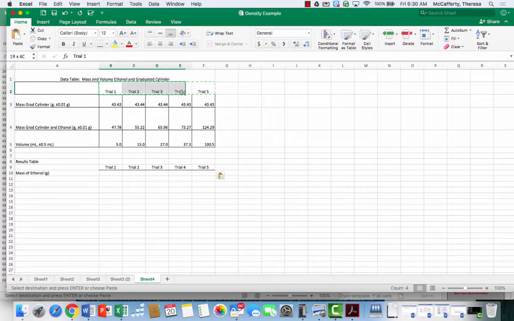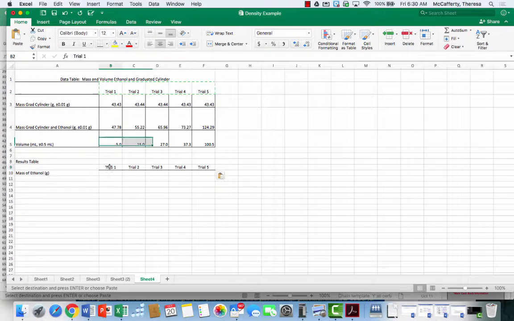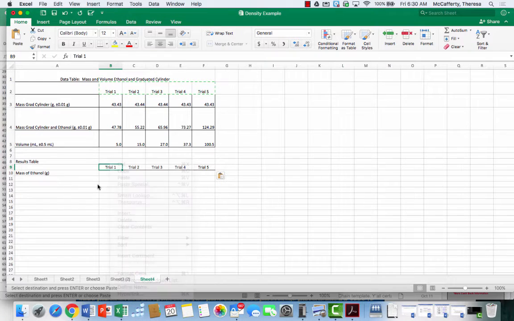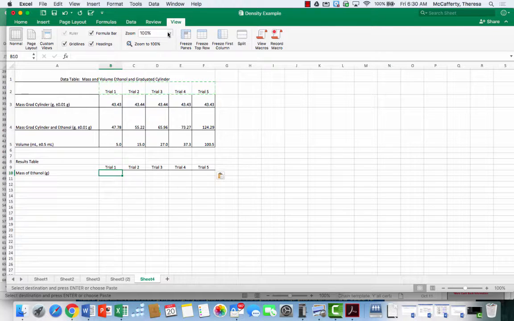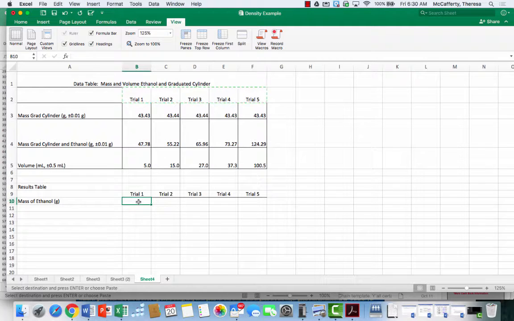So again, I highlighted these, right mouse click, copy, went down to this first cell that I want trial 1 to start in, right mouse click, and then paste. Okay, I'm going to make it look pretty later. Right now I'm just going to focus on putting the calculations here. And I think I'm going to make this just a little bit bigger so that we can see what's going on.